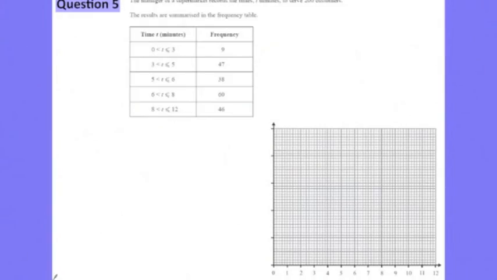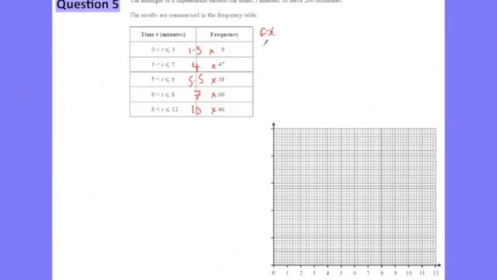Question number 5. The manager of a supermarket records the times, T minutes, to serve 200 customers. The results are summarized in the frequency table. We're asked to start with to calculate an estimate for the mean. To be able to calculate an estimate for the mean, we must find the midpoint and multiply this by our frequency. Our midpoints here are 1.5, 4, 5.5, 7, and 10. We then multiply this with our frequency to find fx.